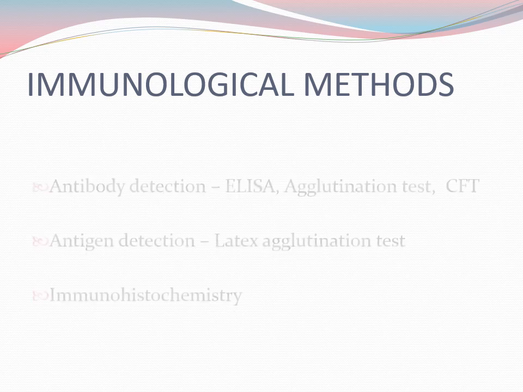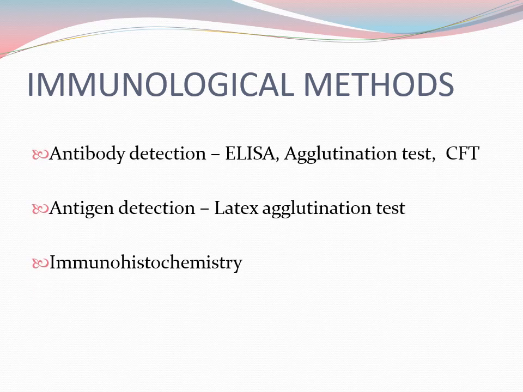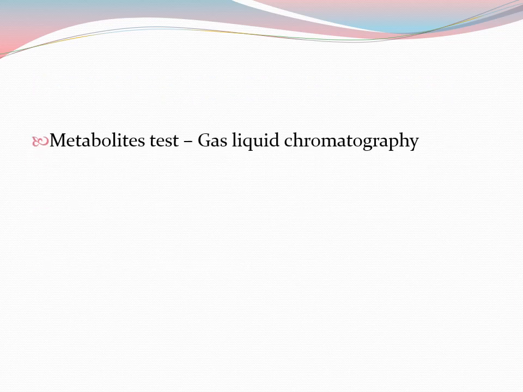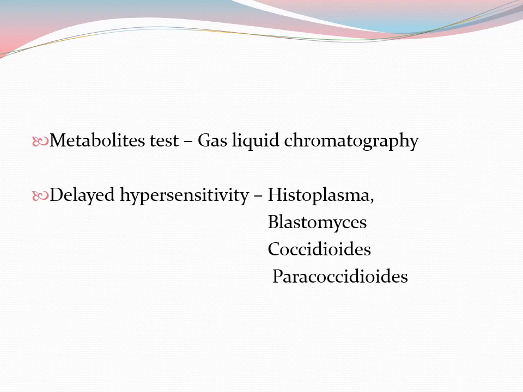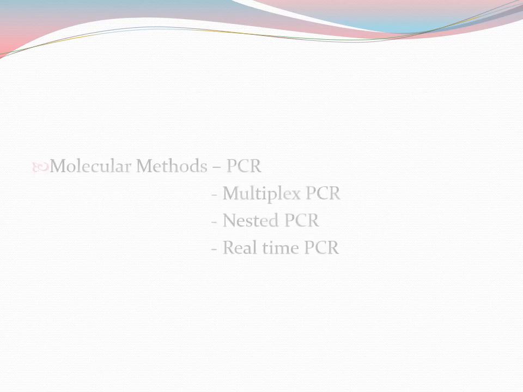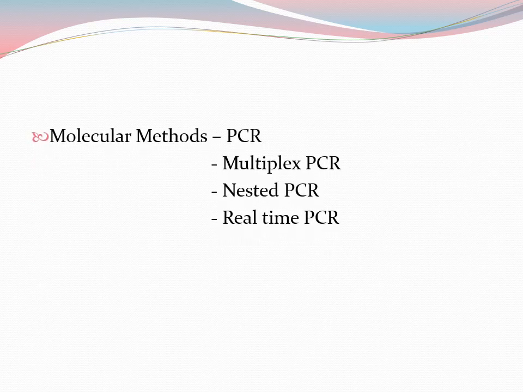Then immunological methods: antibody detection methods like ELISA, CFT, antigen detection, and latex agglutination test, usually done in Cryptococcus neoformans. Immunohistochemistry is also done, then metabolite test by GLC, and hypersensitivity test for systemic mycosis. Then molecular methods: as this fungus takes so much time to grow, we can also go for the molecular methods.